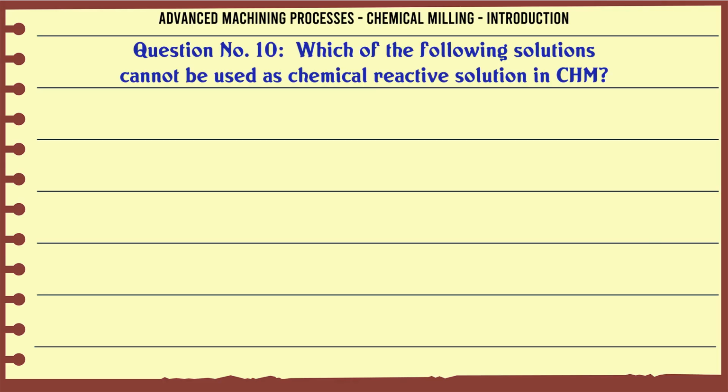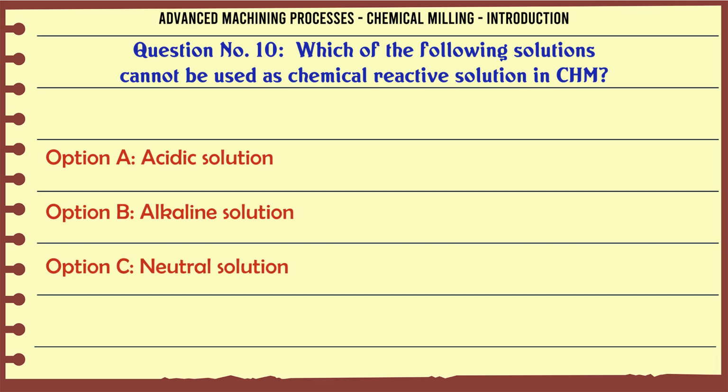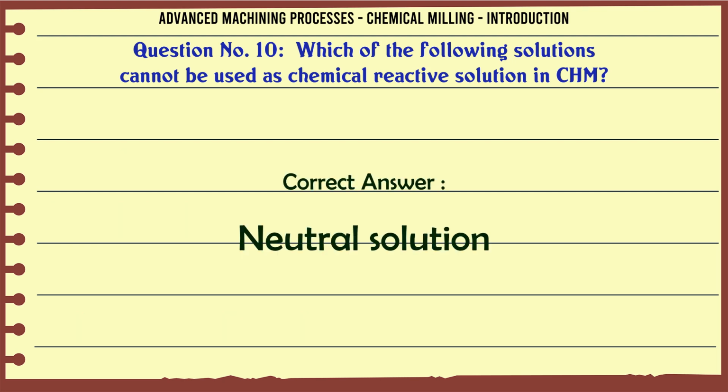Which of the following solutions cannot be used as chemical reactive solution in CHM? A. Acidic solution. B. Alkaline solution. C. Neutral solution. D. None of the mentioned. The correct answer is neutral solution.